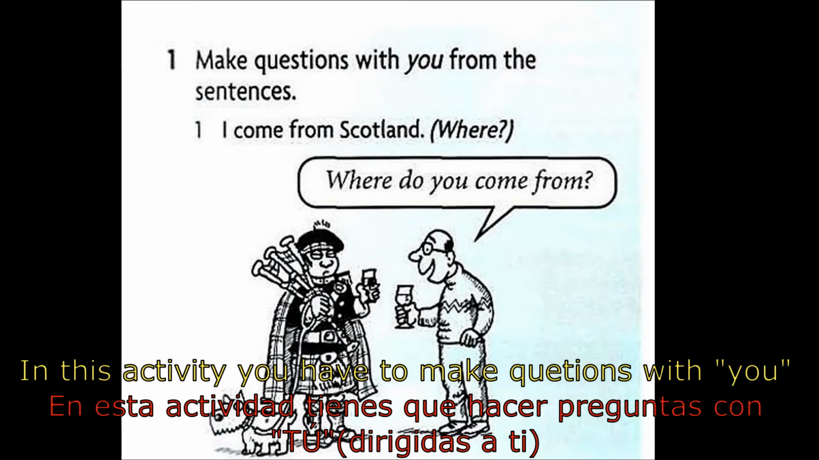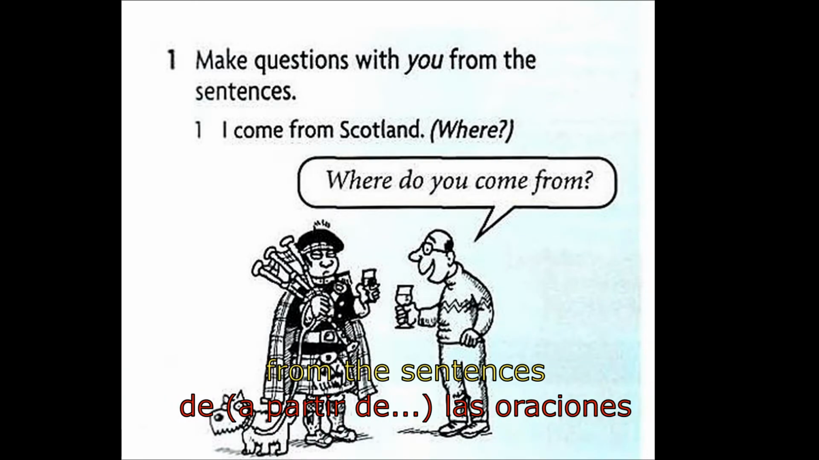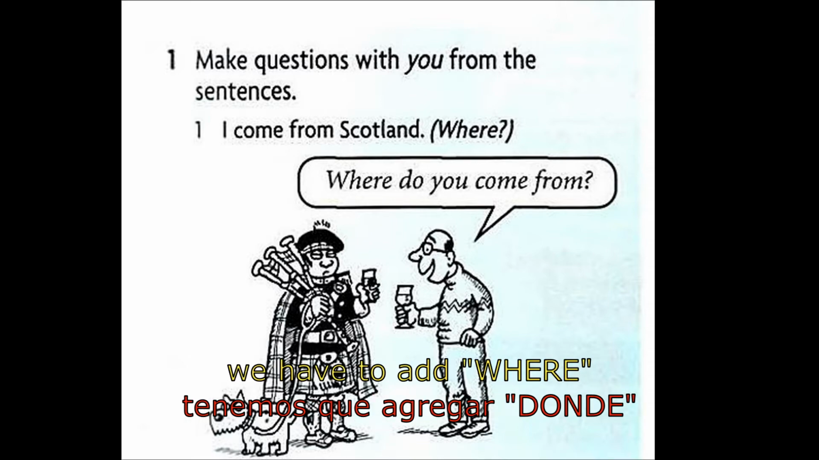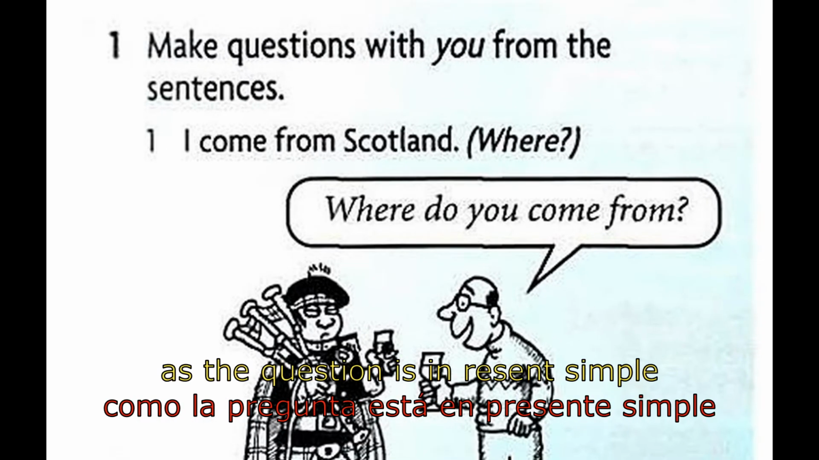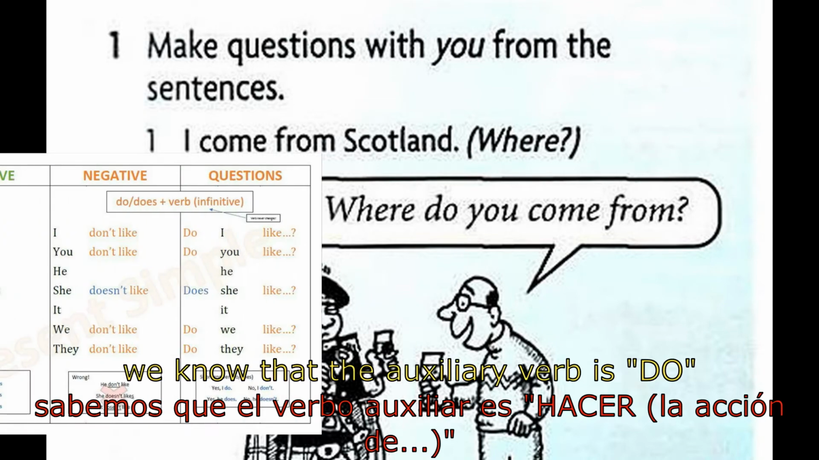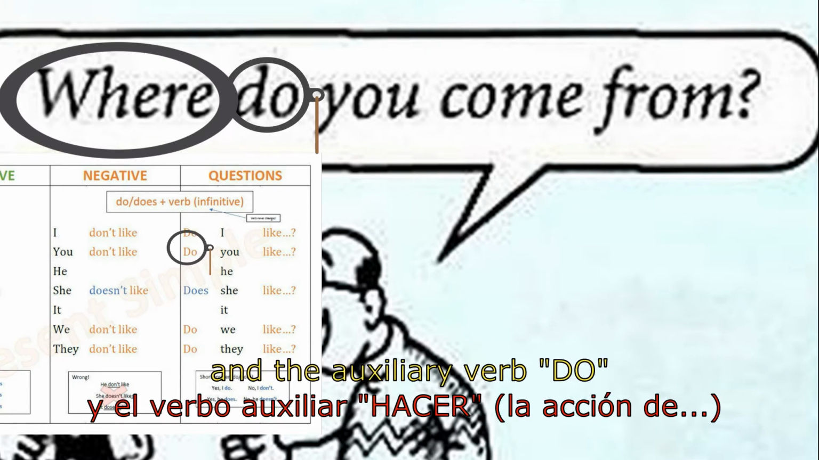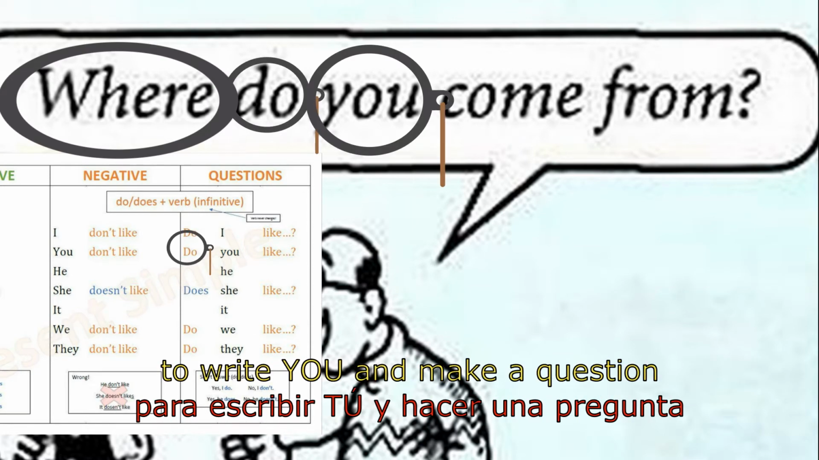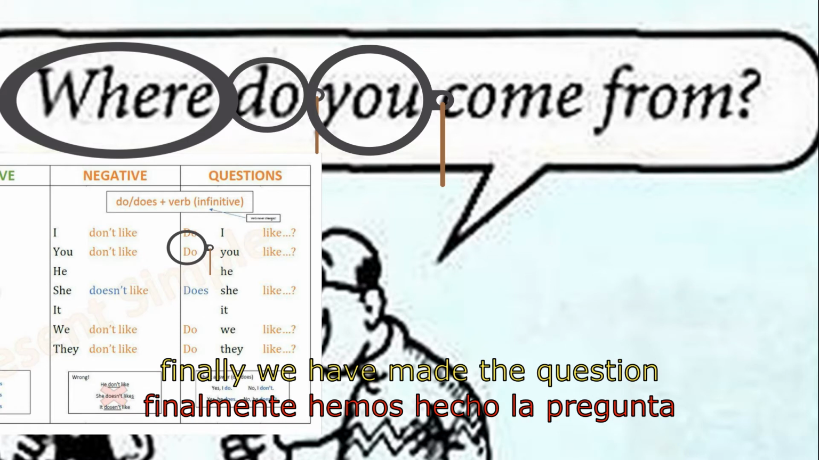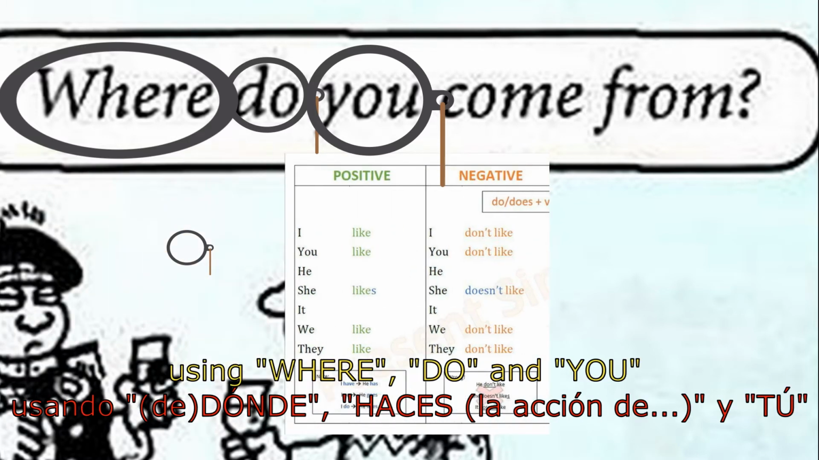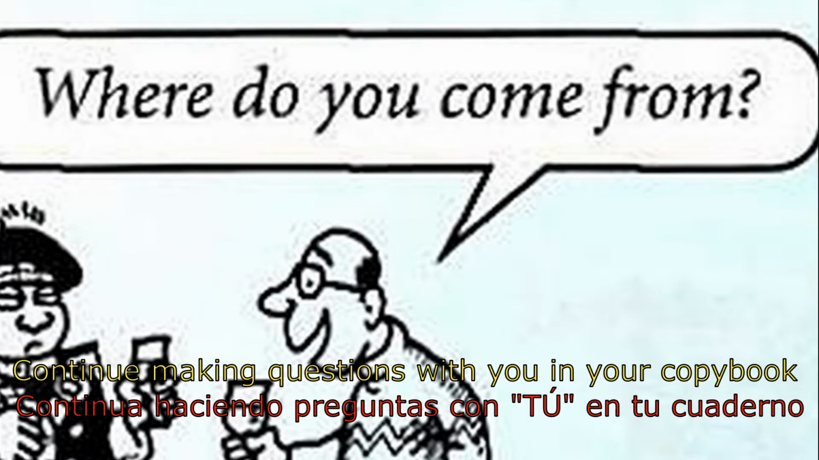In this activity, you have to make questions with you from the sentences. In the example, besides you, we have to add where. As the question is in present simple, we know that the auxiliary verb is do. So here we use where and the auxiliary verb do to write you and make a question. Finally, we have made the question where do you come from, using where, do, and you. Continue making questions with you in your copybook.